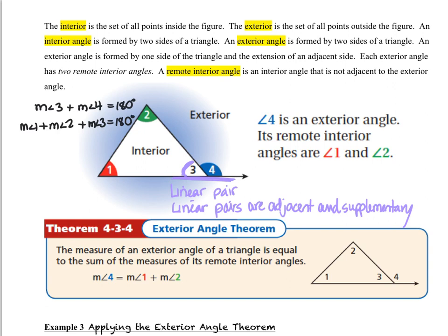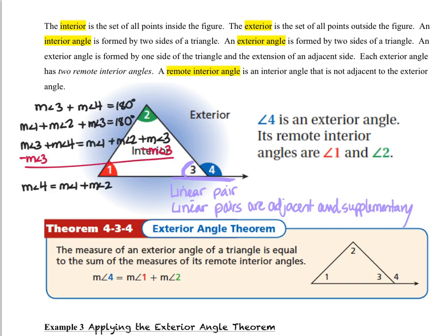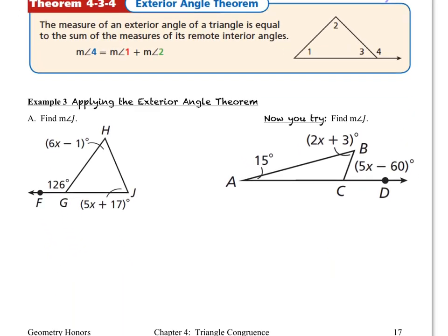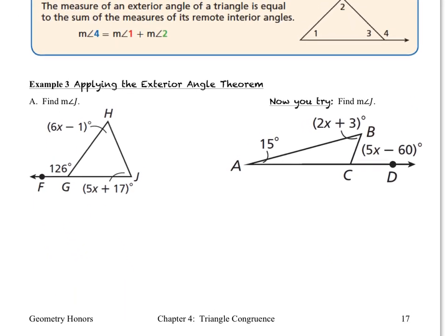And if we set this up as 180 degrees equals 180 degrees and see what happens when we try combining like terms, here's what we end up with. The measure of angle 4 is equal to the measure of angle 1 plus the measure of angle 2, which is exactly what our exterior angle theorem says to us. And we're going to use that new knowledge in example 3, applying the exterior angle theorem.